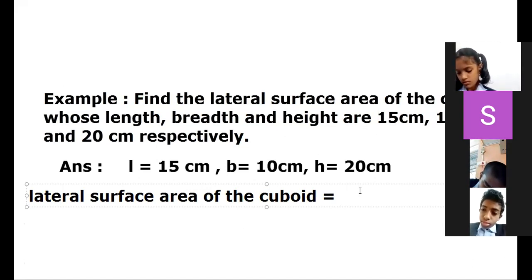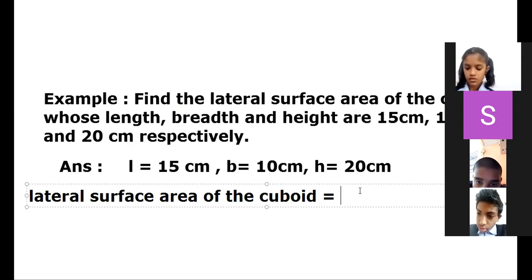Lateral surface area of the cuboid. Find the lateral surface area of the cuboid whose length, breadth and height are 15 centimeter, 10 centimeter and 20 centimeter respectively. Miss, 1000 square centimeter. I didn't do the value. I don't know, let's do it. 2h. Okay, correct.